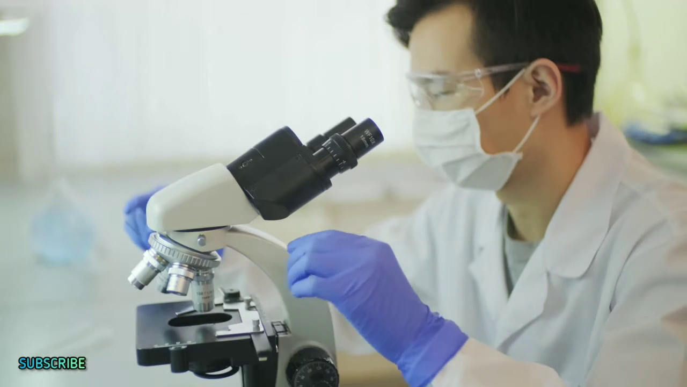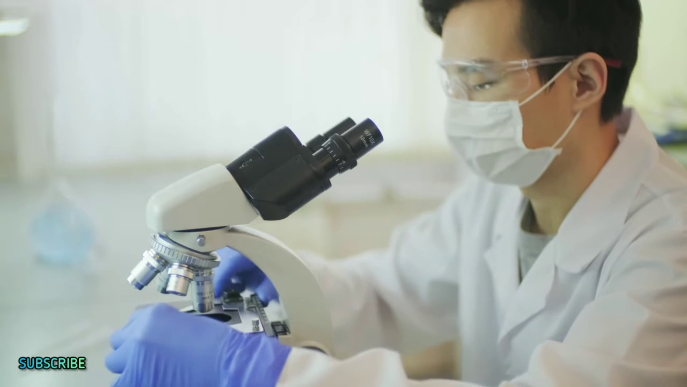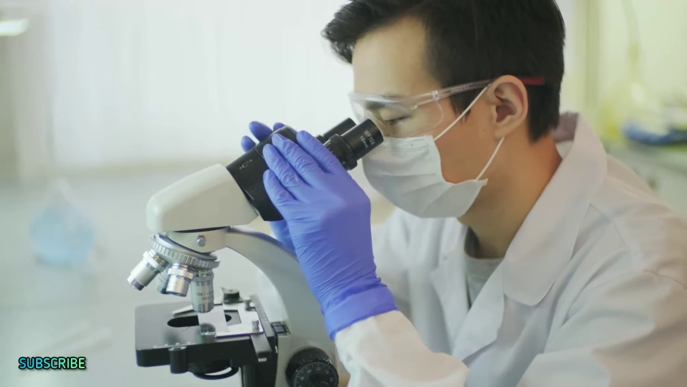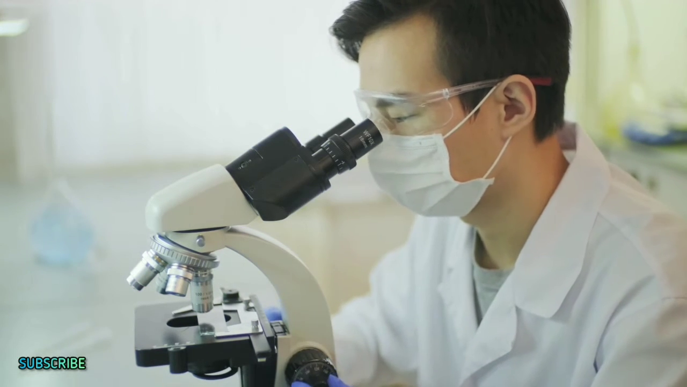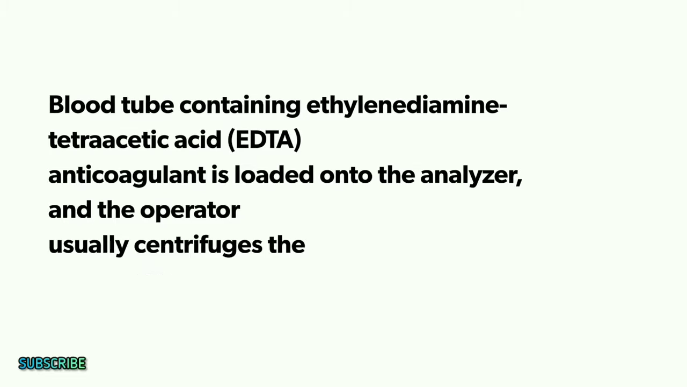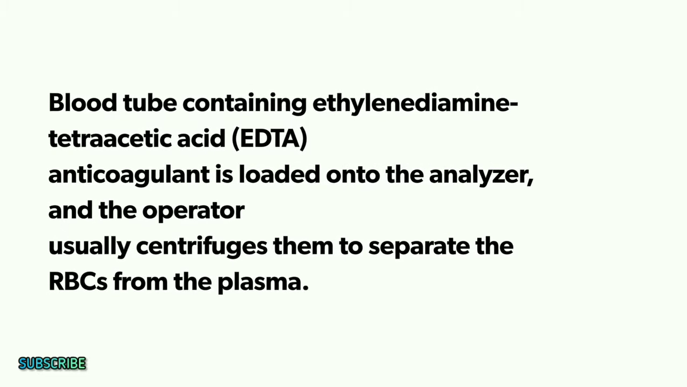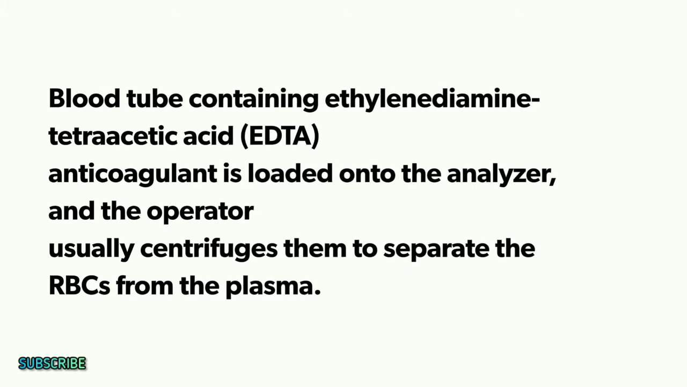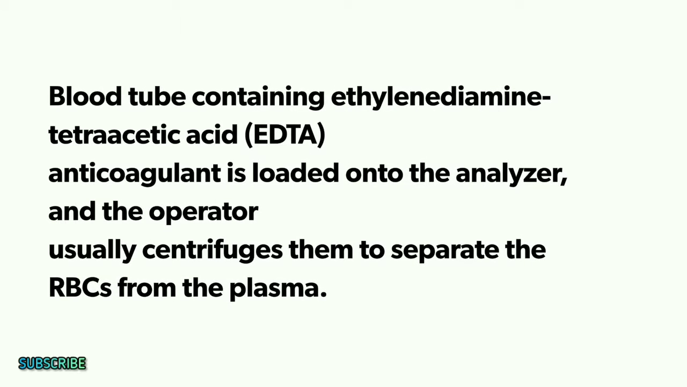Blood grouping systems perform basic blood processing tests that include ABO grouping and subgrouping, even red cell phenotyping and antibody detection. This is how a blood grouping system works. A blood tube containing ethylenediaminetetraacetic acid, or EDTA, anticoagulant, is loaded onto the analyzer, and the operator usually centrifuges them to separate the RBCs from the plasma.